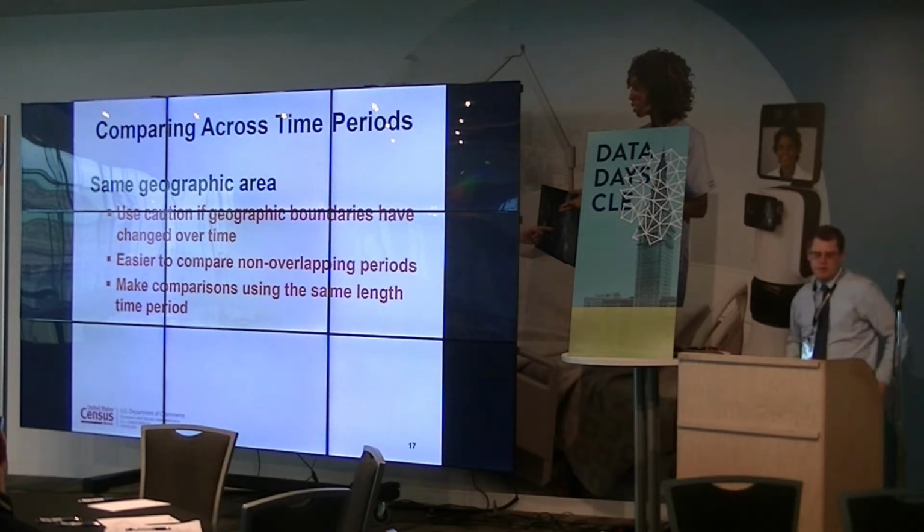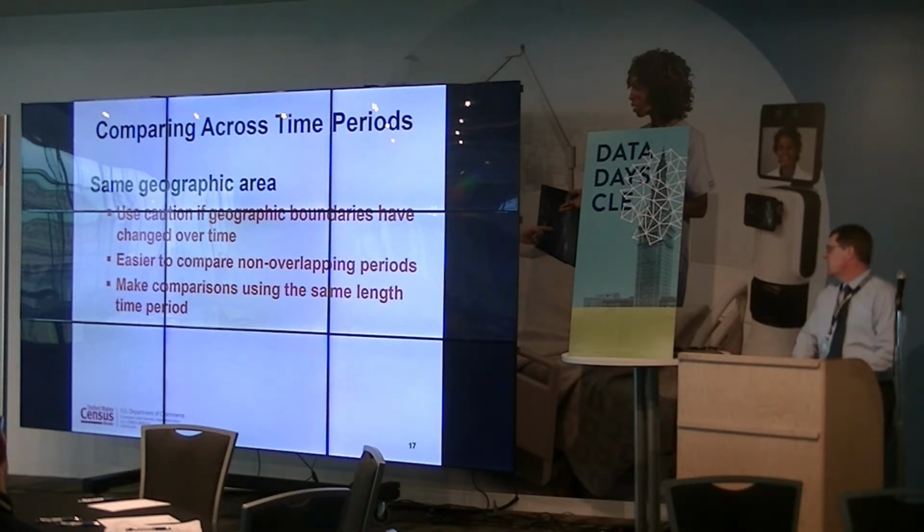Now, if you compare across time periods, you want to be careful that the boundaries haven't changed. I get people calling me, saying, hey, something's wrong when trying to compare some census tracts in Lakewood, Ohio. But lo and behold, they changed after 10 years, making it a little bit more difficult to compare that area. Again, you want to use non-overlapping periods of time.